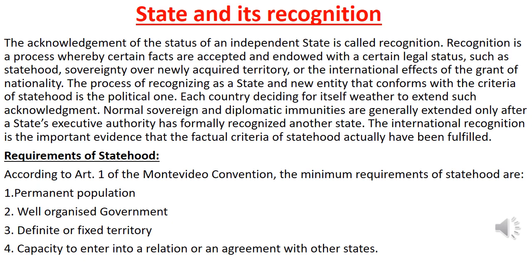So, for a state to have its recognition, it has some requirements. According to Article 1 of the Montevideo Convention, the minimum requirements of statehood are: it should have a permanent population, a well-organized government, a definite or fixed territory, and the capacity to enter into relations or agreements with other states.